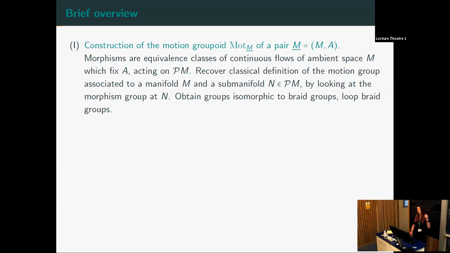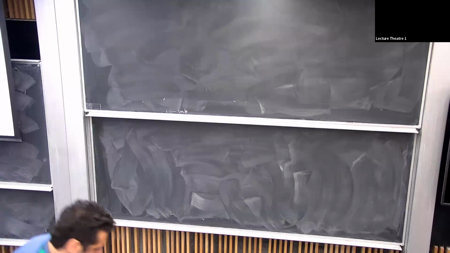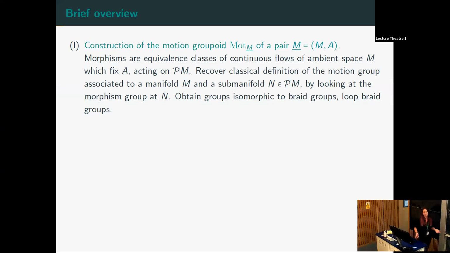Roughly, this is a groupoid where objects are subsets of the manifold. So maybe points in a two-dimensional manifold, maybe loops or knots in a three-dimensional manifold, but really our construction is very flexible. And roughly morphisms are equivalence classes of continuous flows of the ambient space which act on our chosen subsets. And looking at this, we recover the classical definition of the motion group associated to a manifold and submanifold pair, and we do that by looking at the morphism group in this category at the object M.